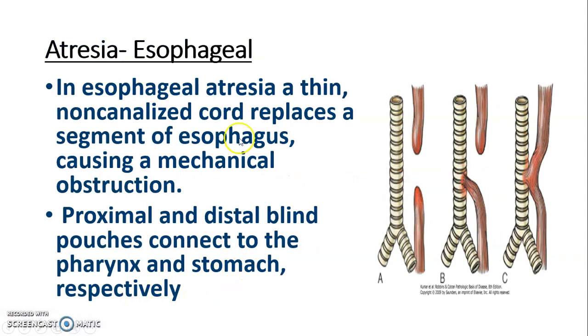Esophageal atresia. In esophageal atresia, a thin non-canalized cord is present that replaces a segment of esophagus. So, there is absence of a segment of esophagus that is replaced by a thin non-canalized cord, causing mechanical obstruction. The proximal and distal blind pouches connect to the pharynx and to the stomach respectively.